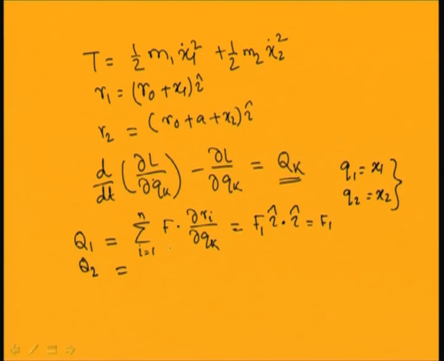In this case there is no force acting on mass 2. So for Q2, f1 into del r1 by del q_k, now k equal to 2, so q2 equal to x2. If you differentiate r1 with respect to x2, this becomes 0. So f1 dot 0 plus f2 dot del r2 by del x2, and as f2 equals 0, this also becomes 0. So both terms are 0, and the whole term Q2 becomes 0.